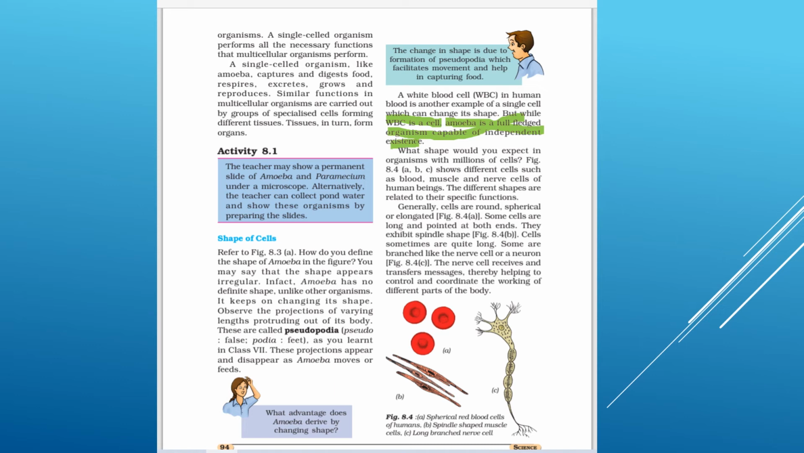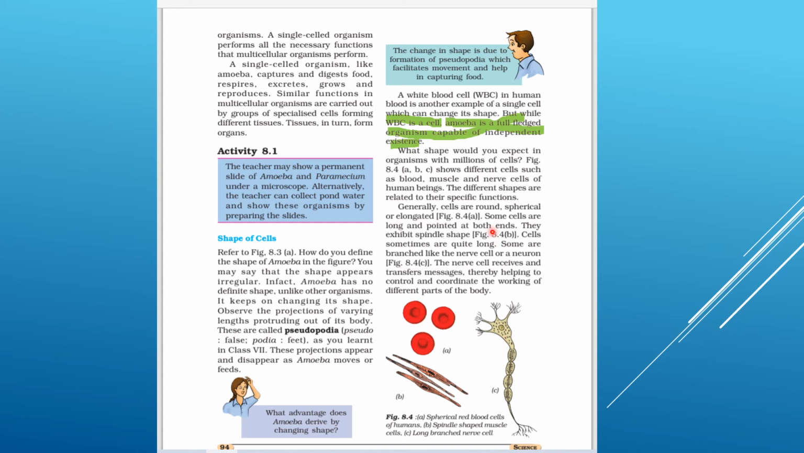Okay. Now, the question arises in everyone's mind: what will be the shape of the cells? How can we define the shape of the cells? Just see this figure, it is given to you. Some are spherical in shape, some are spindle in shape, some long and branched. So, different shapes are there. We have different cells for blood, muscle, and nerve. The different shapes are related to the specific function. Every cell has a specific function, so their structure is also changed.